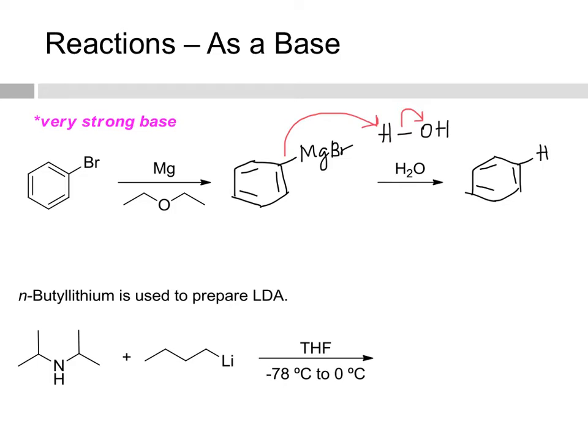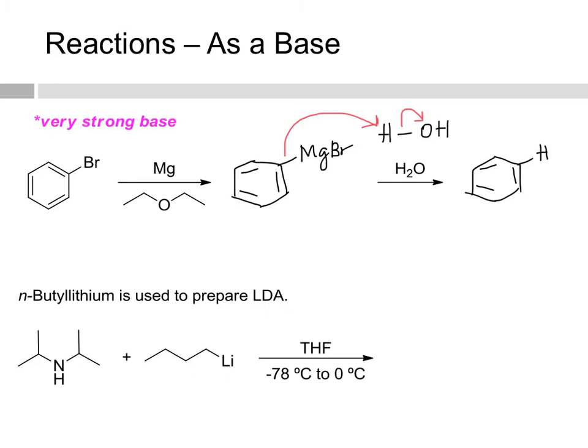This is not a very useful reaction. This is why you want to eliminate water from the reaction. Benzene is cheaper than bromobenzene, and there's no need to do this entire reaction in order to make more benzene. Usually, these reagents, if they're used as a base, will be used to deprotonate functional groups and sometimes to prepare other strong bases. For instance, LDA.